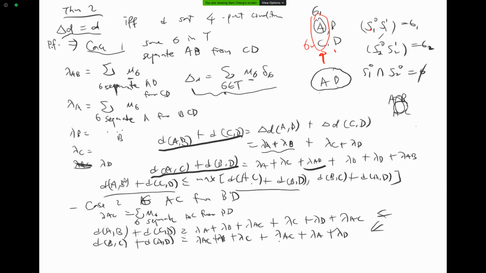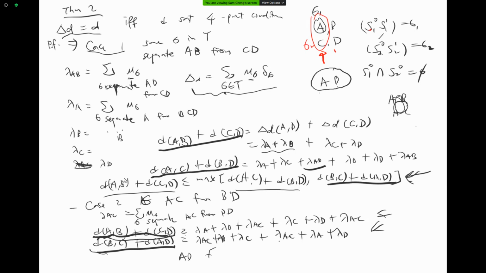And again, this is actually sufficient to show the 4-point condition already. So we see that the first term here is equal to this one, and therefore it is less than or equal to the maximum of DBC plus DAD and DAC plus DBD. And we can also verify AD from BC, but I'll skip it because it's totally the same.